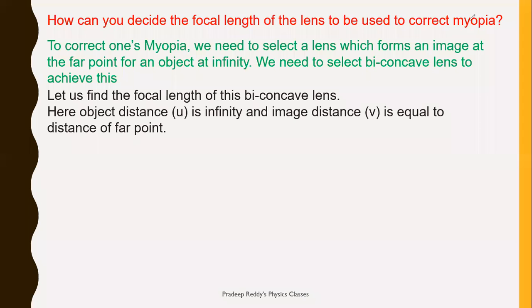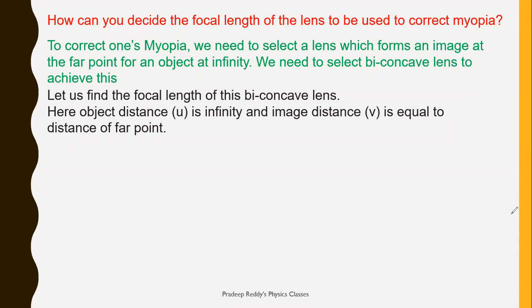We can use a concave lens in order to correct myopia, whereas in case of hypermetropia, we can use a convex lens of desired focal length to correct it. In the previous lecture, we even calculated the focal length of the convex lens used to correct hypermetropia.